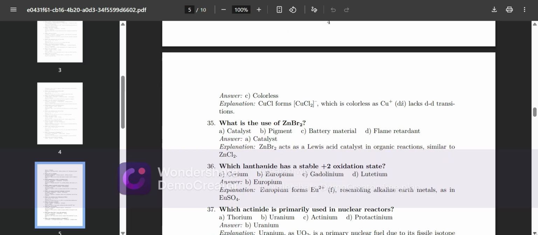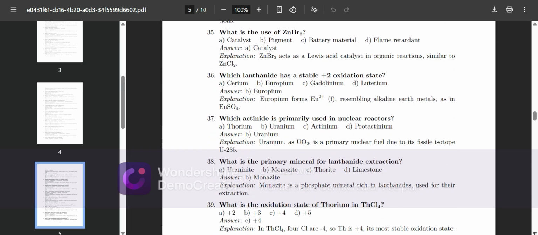What is the use of ZnBr2? ZnBr2 is used as a Lewis acid catalyst in organic reactions, similar to ZnCl2. Which lanthanide has a stable +2 oxidation state? Europium forms Eu2+, resembling alkaline earth metals, as in EuSO4.